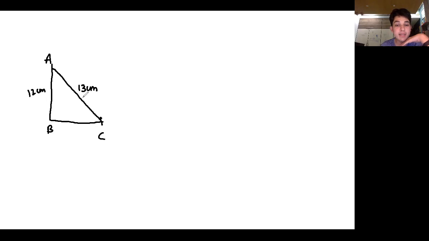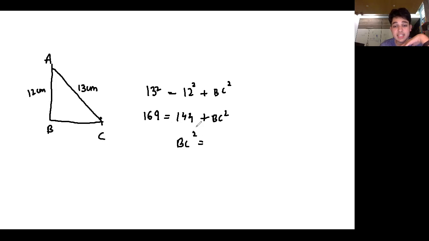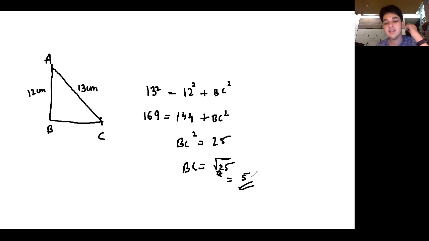And so then again, you'd use your Pythagoras theorem. So it'd say AC squared is equal to AB squared plus BC squared. So 13 squared will be equal to 12 squared plus BC squared. And so 13 squared is 169, which will be equal to 12 squared, which is 144, plus BC squared. So BC squared will be equal to 169 minus 144, which will become 25. And so BC is equal to root of 25, which would be equal to 5. So this is the most frequently encountered case of word problem.